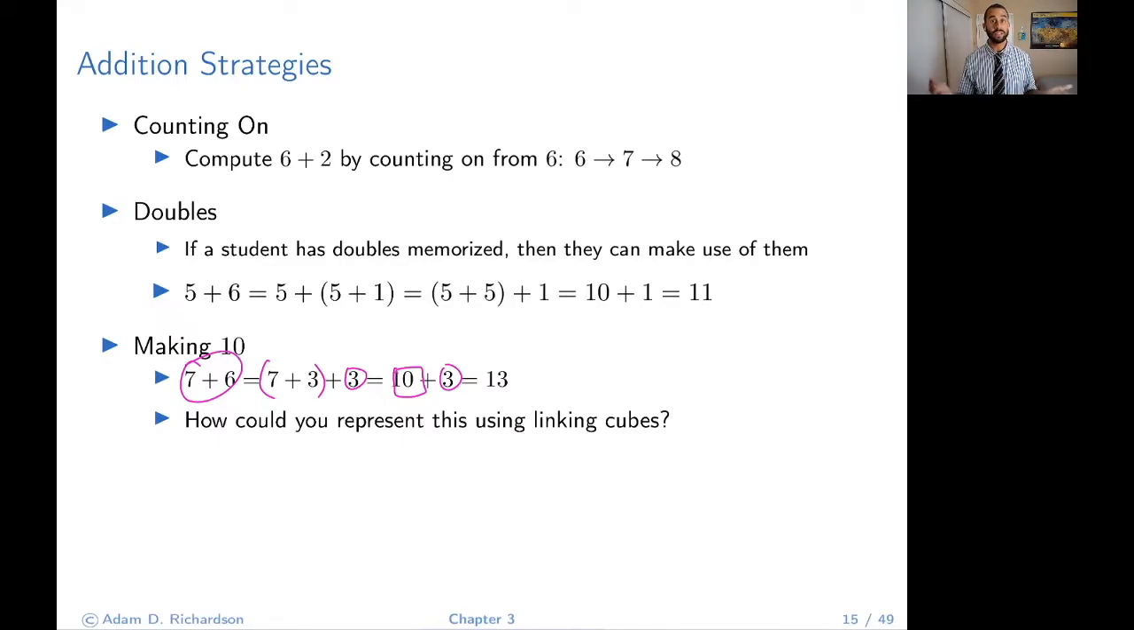How could you represent this using linking cubes? Well, you can take 7 linking cubes. I think I have enough here, actually. Let's do it.